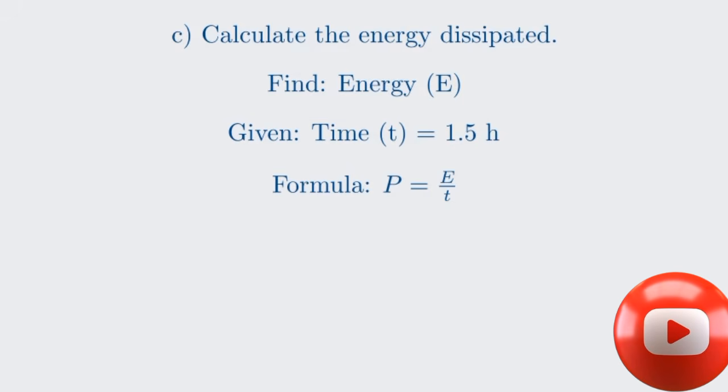To find the total energy used, we need to rearrange this formula. We know P and T, and we want to find E. By multiplying both sides by T, we get that energy equals power times time. So, E equals P times T. This is the formula we will use.